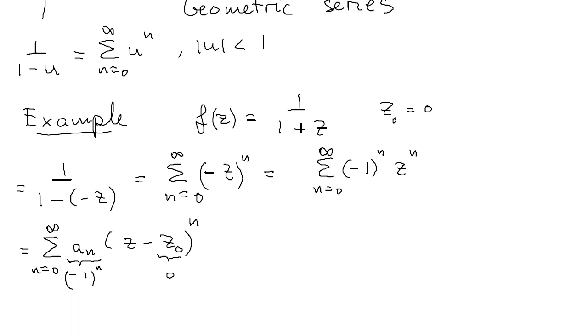Note that when we find the Taylor expression for any function, we want the expression to look like this: the sum from n equal to 0 to infinity of an, which is the general expression, multiplied by z minus z0, which in this case was 0, to the power of n. Now we see that this series is on this form, where an is equal to minus 1 to the power of n. So this means that we have found the Maclaurin series for this function.